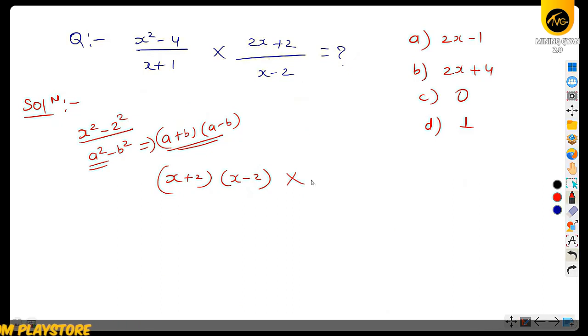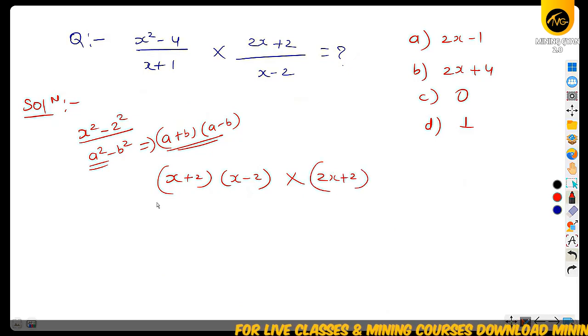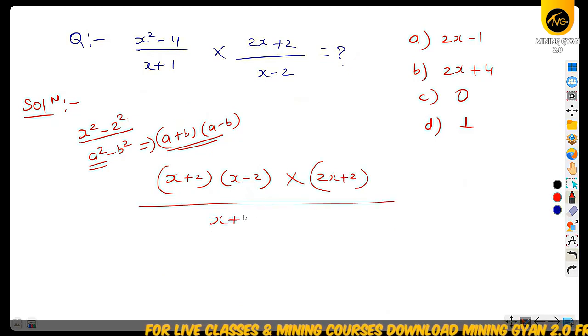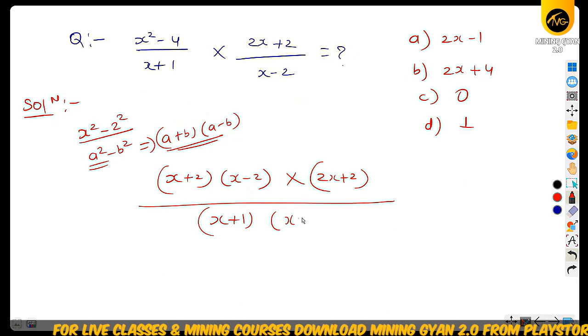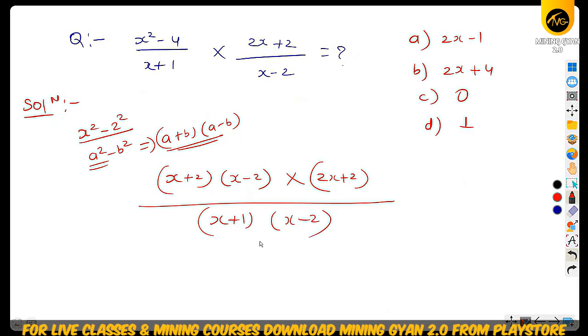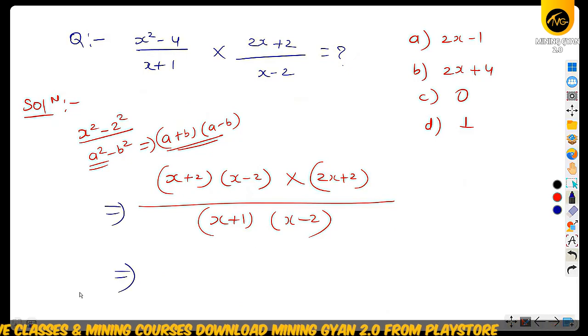Now just multiply this, because there is no cross multiplication, there is no plus or minus sign, that means directly just multiply both expressions. So (2x plus 2) whole divided by (x plus 1) into (x minus 2). Now what is the answer? Option B. Dasu said option B, 2x plus 4. Anyone else? Just one more step and you can find the answer.